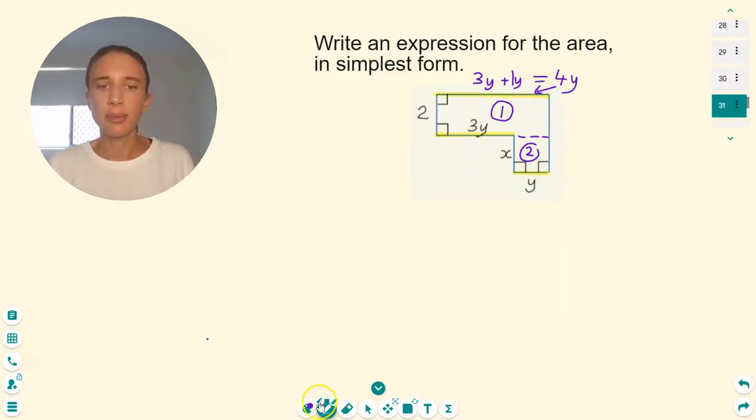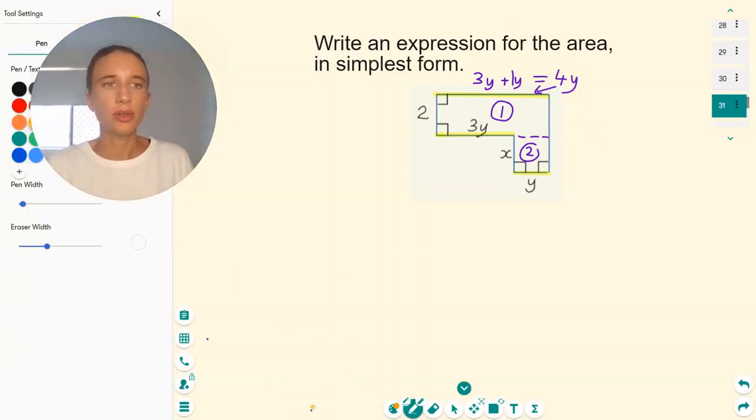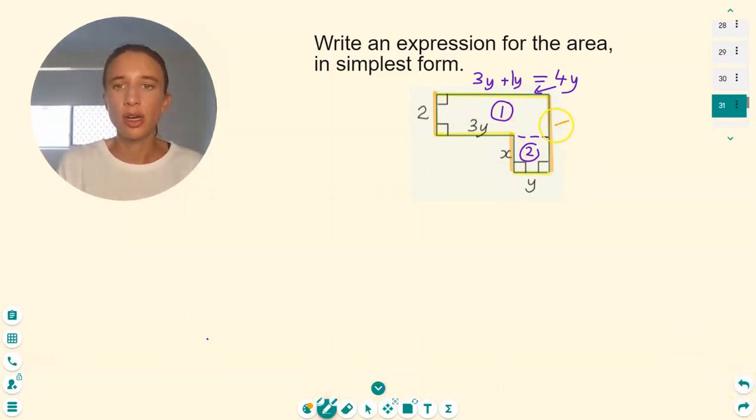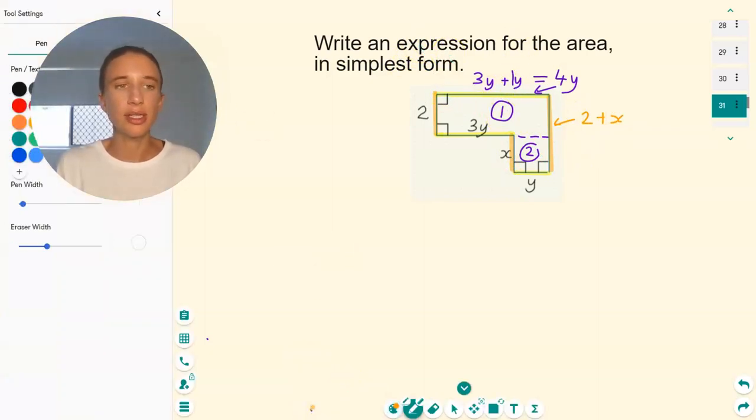Now this side length isn't labeled. So I'll get an orange highlighter. How can we find that side length? I'm going to highlight my vertical sides and see if they give me some information. I know that those are 2 and x. What about this total distance? It's going to be 2 plus x. The total distance means you're summing those sides. So that means 2 plus x. And then we are ready to go. Let's write an expression for area.